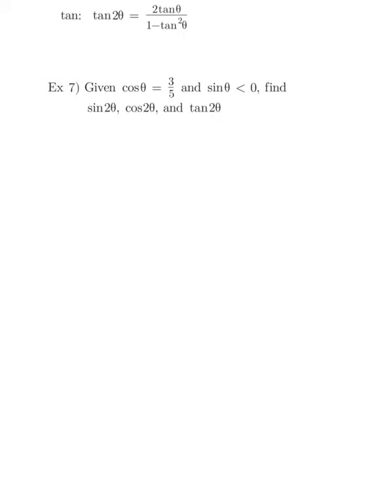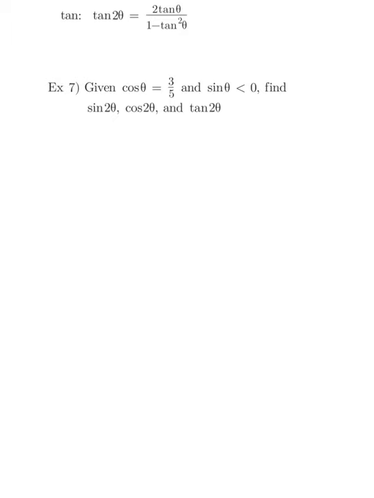For practice in using our double angle identities, we are going to look at example 7, where we are told that the cosine of theta equals 3/5, and that the sine of theta is less than 0. And then we are asked to find sine, cosine, and tangent of 2 theta.